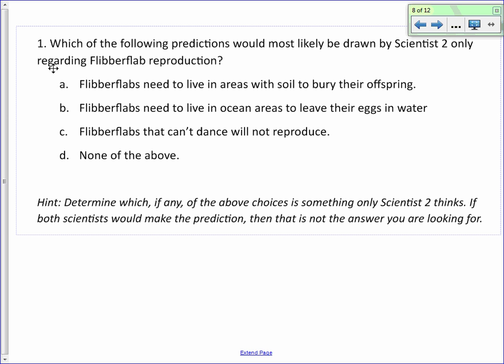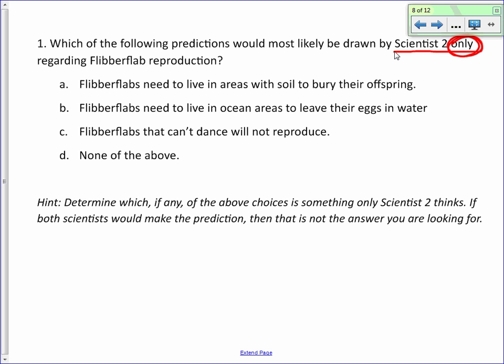All right, let's come back together and take a look at these answers. As we take a look at question 1, question 1 says, which of the following predictions would most likely be drawn by scientist 2 only? The key thing here is the only part specifically. That means that scientist 2 would say, yes, this is true, and scientist 1 would say, no, this is not true. All right, so in this case, something's wrong with A for this question.